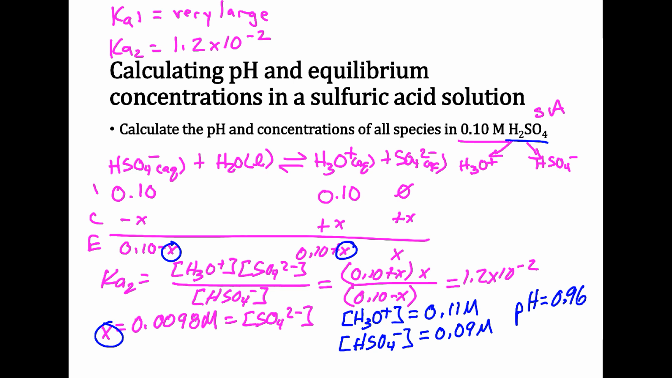So I hope this helps explain polyprotic acids. It's the exact same process as what you've been doing previously for weak acids, except now you're going to get your initial concentrations for the second proton that you're removing by using the equilibrium concentrations from the removal of the first proton. I hope this helps.